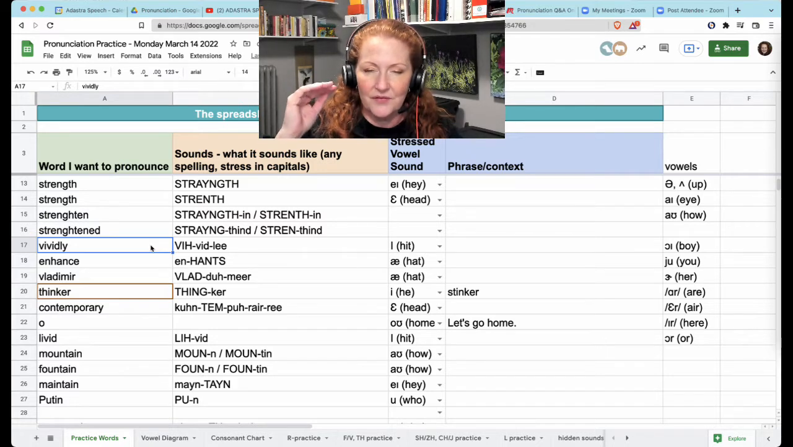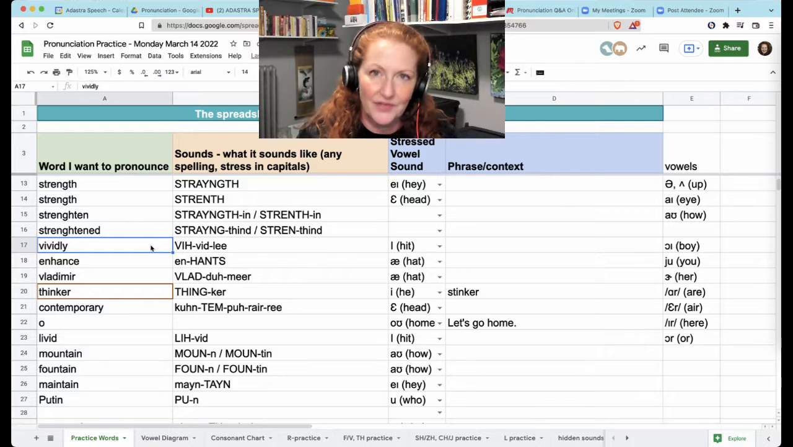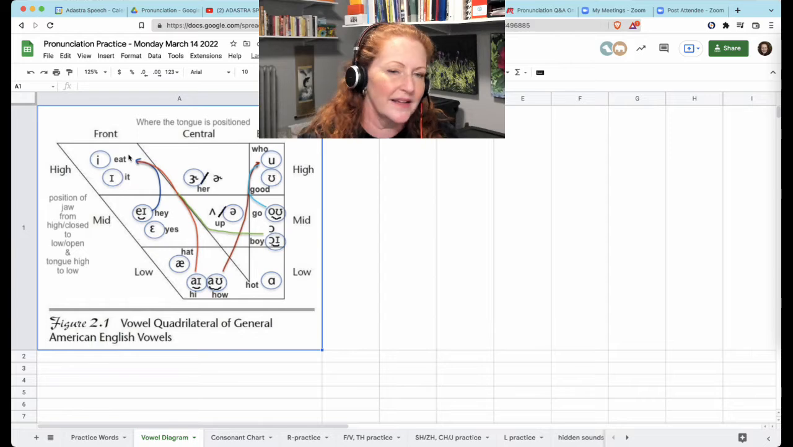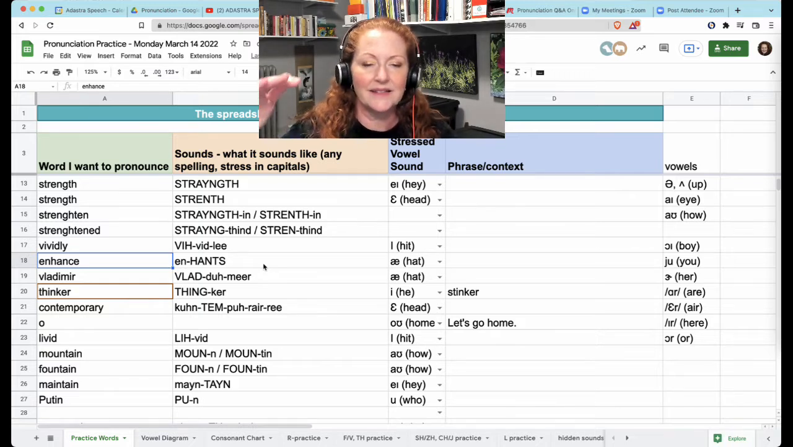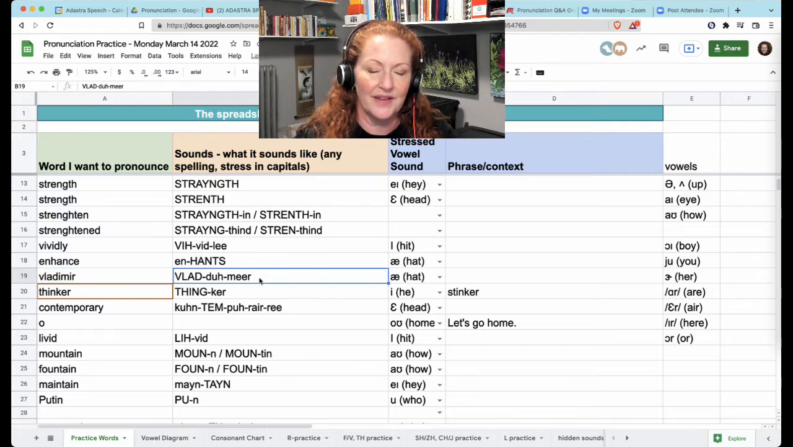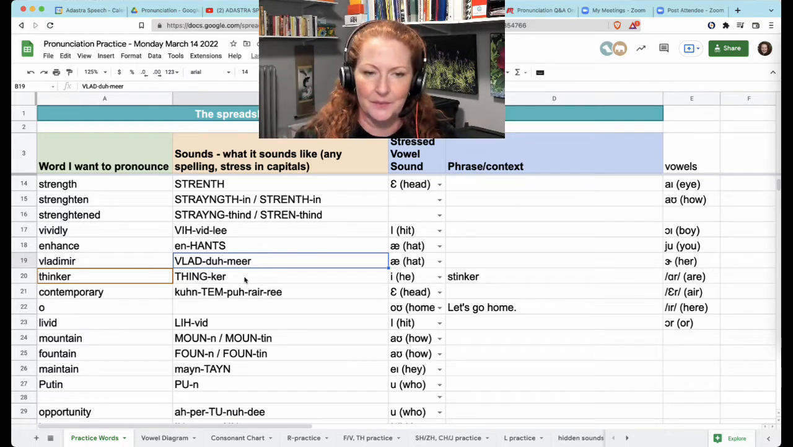These are vividly. The vowel on both vi and vid is the I in hit. So make sure that your tongue isn't too high like v, vivid, but vi. Both of these vowels are the I, vividly. Enhance, enhance. The vowel is a. And Americans pronounce this with an a as well. Vlad. I know that's very a. Vladimir, Vladimir.